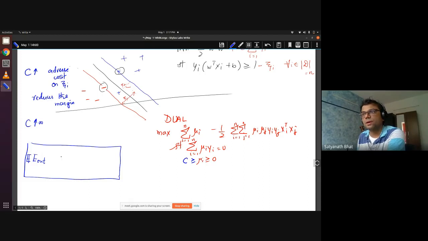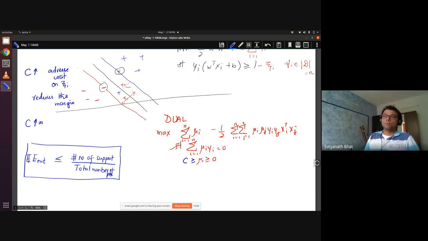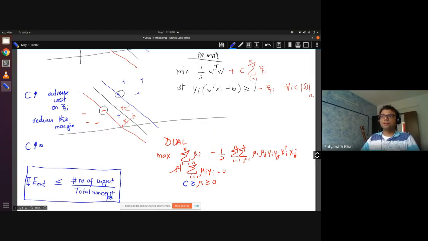is going to be less than or equal to the number of support vectors divided by the total number of points. So there is one interesting result. The point I'm trying to say is that SVM already has a built-in regularization coming in. As a result, if you are able to get a separation with very few support vectors, then you are assured that you will do well out of sample. This is quite remarkable. That's why support vector machines are so popular.